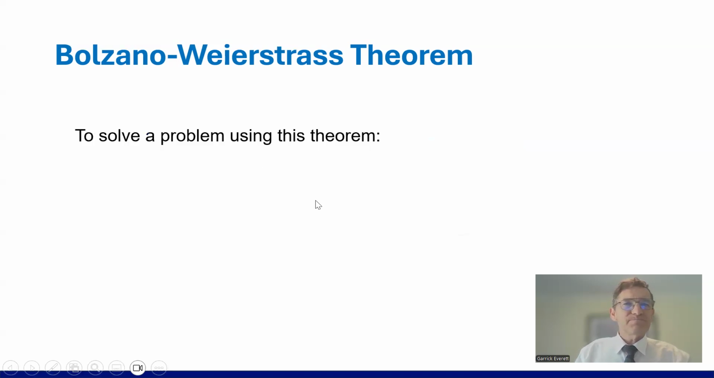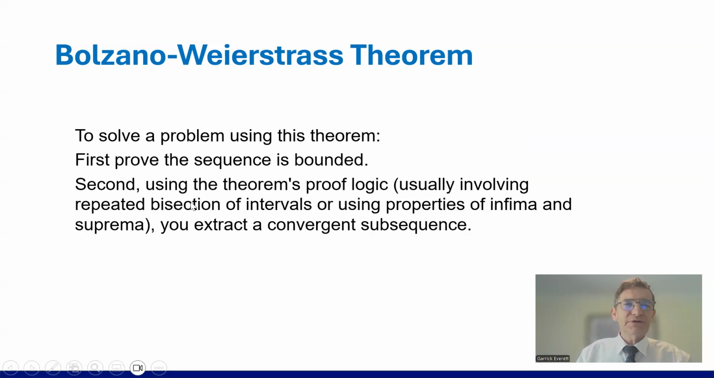So let's solve a problem. First, we're going to prove the sequence is bounded. And second, we're going to use the theorem's proof logic. Now, this whole lecture, and possibly moving forward, a lot of it is based on proof logic, just on simple logic terms. So this can easily be expanded into computer logic. We won't do that at the moment, but it could easily go there. So proof logic, usually involving a repeated bisection of intervals or using properties of infima and suprema, you extract the convergent subsequence. So that's what you're doing. There's two steps: bounded, and then use the proof logic.